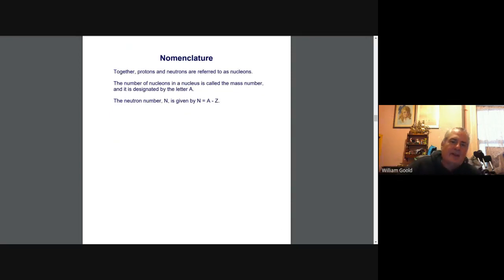Not a word I use a lot, but protons and neutrons are called nucleons. Now, to find the number of neutrons, since we know that the number of protons plus neutrons equals the atomic mass, therefore the number of neutrons will equal the mass minus the number of protons, or the atomic number.